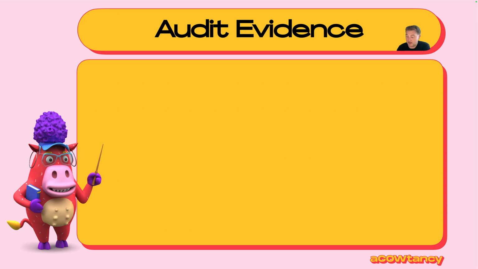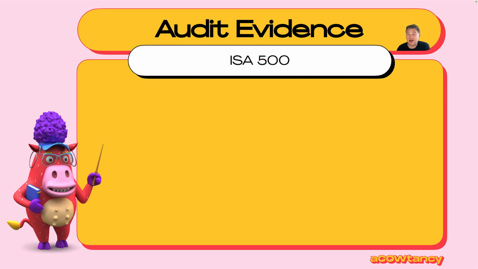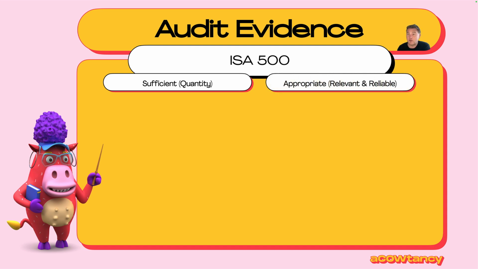Right, let's have a quick recap then of audit evidence. ISA 500, not that you ever need to know the ISA numbers, but just in case you're interested really. But you should know this, that we need sufficient and appropriate evidence. So sufficient means the quantity, have enough. Appropriate, make sure it's relevant and reliable. And you have to balance those two out all the time, as we'll see later.